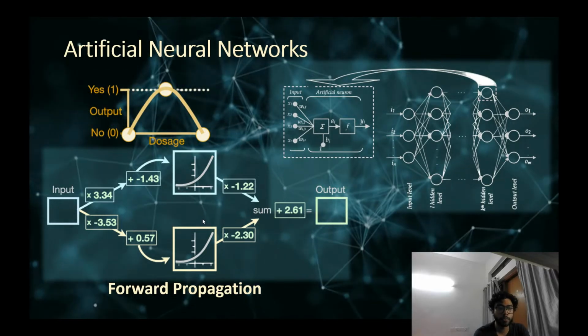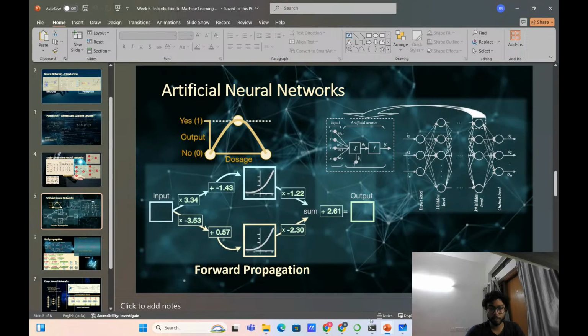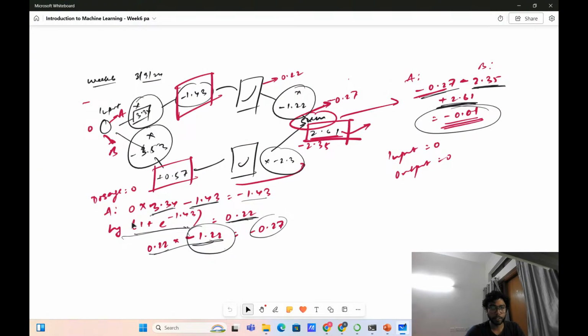So the formula for the sigmoid function is e to the power x divided by 1 plus e to the power x. Here, if you see this minus 1.43 value that I have passed through the softplus function, the softplus function is given as log of 1 plus e to the power of x, right? Similarly, the sigmoid function I believe is given by 1 by 1 plus e to the power x. So if you use the sigmoid function as your activation function, let me go to the slide now.